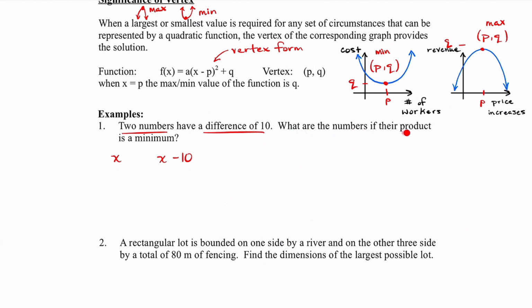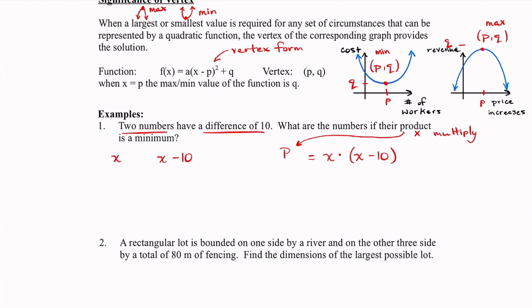What are the numbers if their product is a minimum? So if I'm talking about a product, product means to multiply. So I'm going to take these two numbers, x times (x minus 10). Make sure you put brackets around the x minus 10. Those two things are going to be my function for a product. So this P here just stands for product.